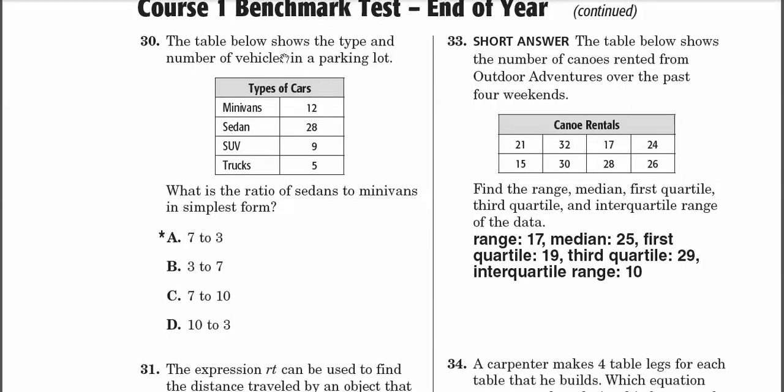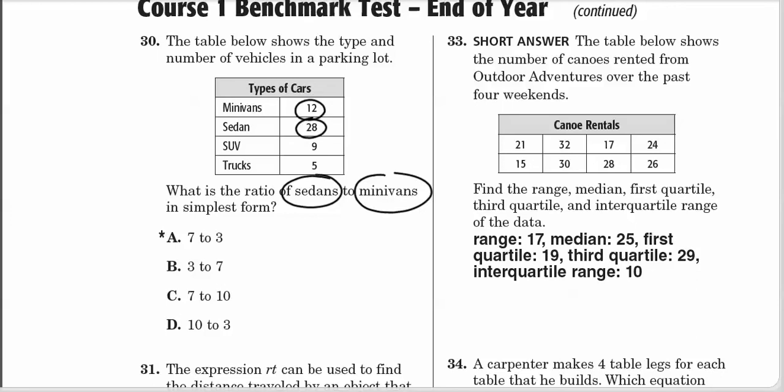The table below shows the type and number of vehicles in a parking lot. What's the ratio of sedans to minivans? Okay, so 28 to 12. We can also write it like this or like this. But we need to simplify this one. So I can divide both by 2, but it still won't be simplified. I can divide both by 4, and that's when it's simplified, because 28 divided by 4 is 7, 12 divided by 4 is 3, and that right there is A.